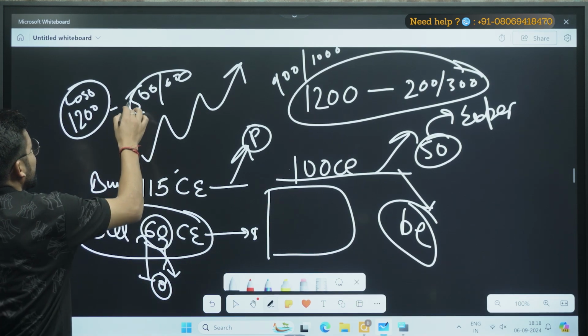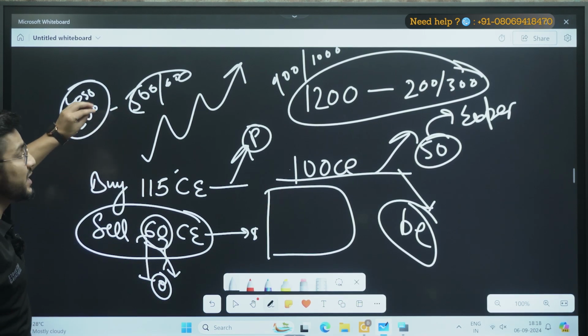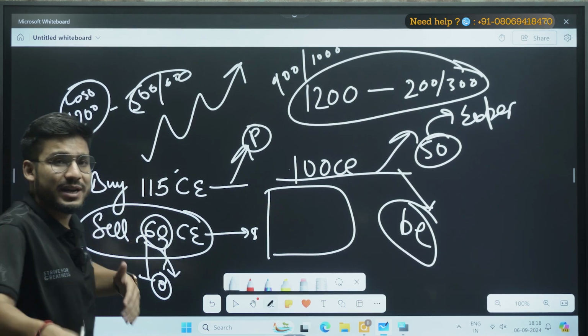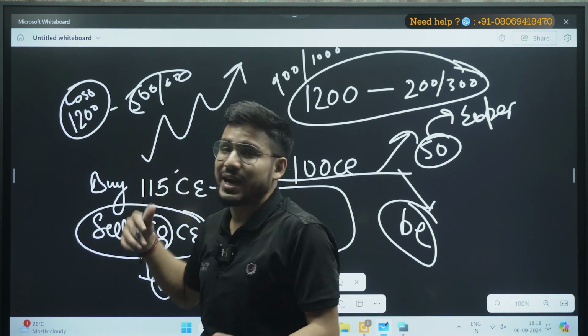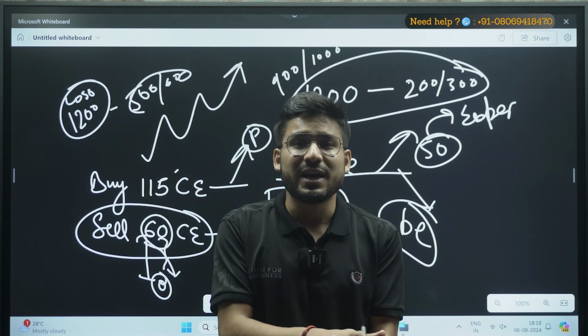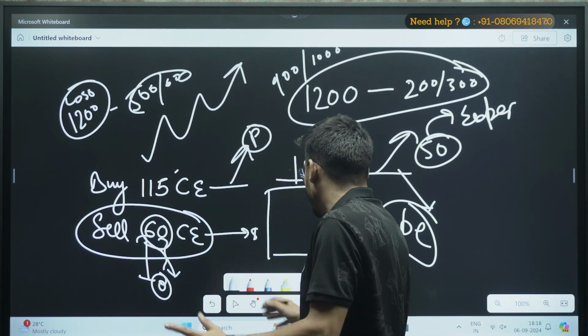Okay, so you see, I have reduced my loss when the market went against my direction, against my sentiments. So I have reduced my loss by hedging my position. So that is why we hedge. But if you are new to trading, no issues.